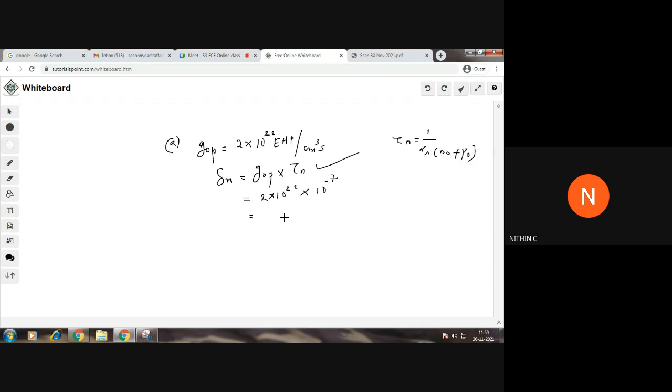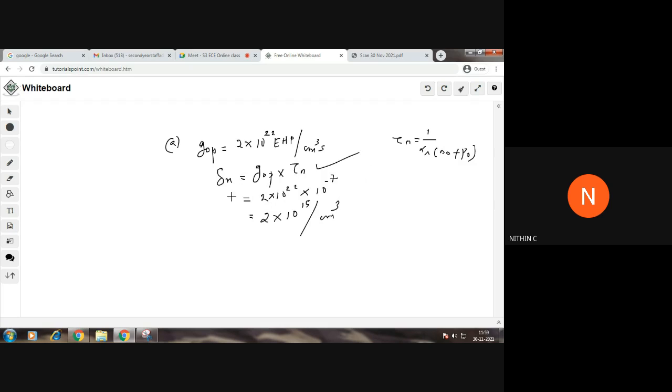2 into 10 raised to 22 multiplied by 10 raised to 7 will give you the value of delta n. That will be 10 raised to 22, 10 raised to minus 7, so 2 into 10 raised to 15. 2 into 10 raised to 15 is the answer per centimeter cube.